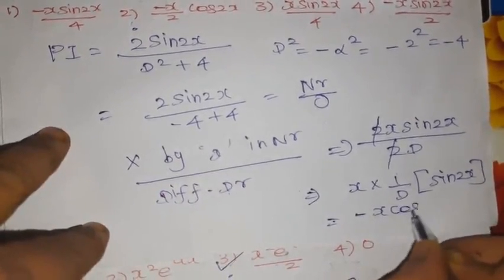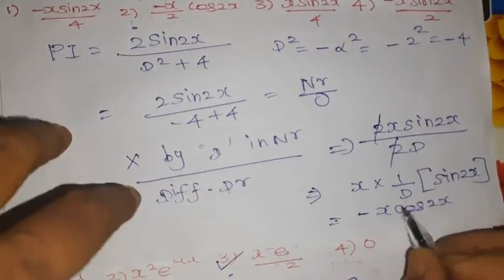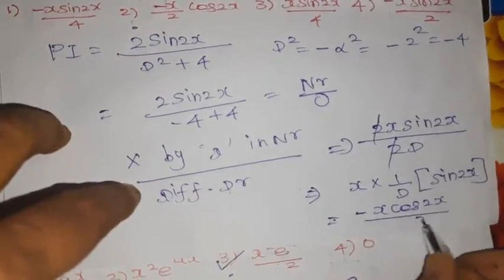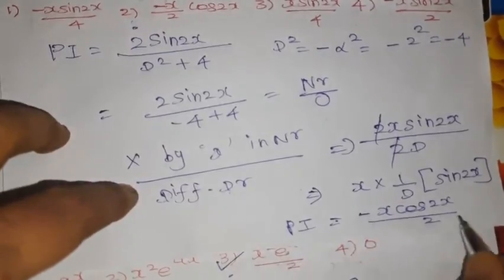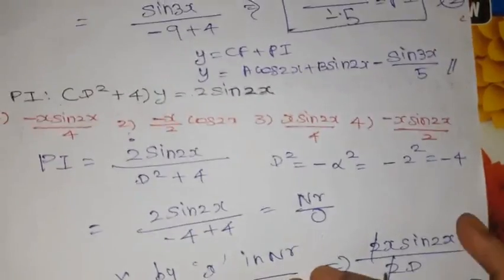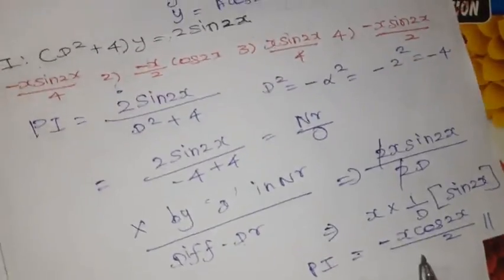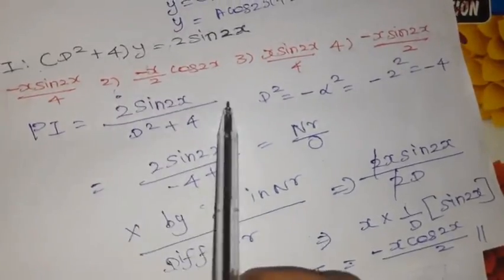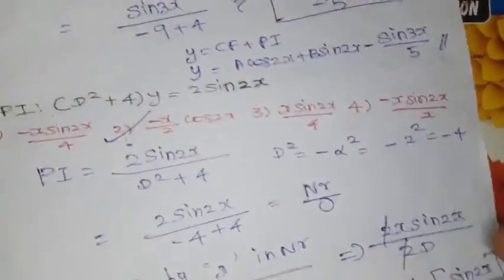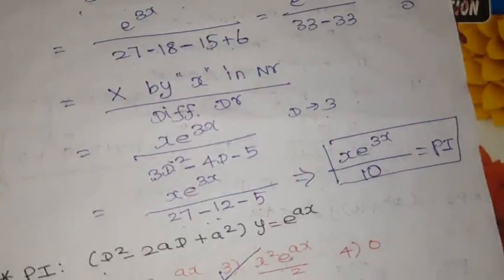Minus x cos 2x, sin 2x integrates to minus cos 2x divided by 2. So minus x cos 2x divided by 2. So this is the particular integral for this type. Minus x by 2 cos 2x. Okay, minus x by 2 cos 2x. Option 2 is the right option. We'll move on to the next one.